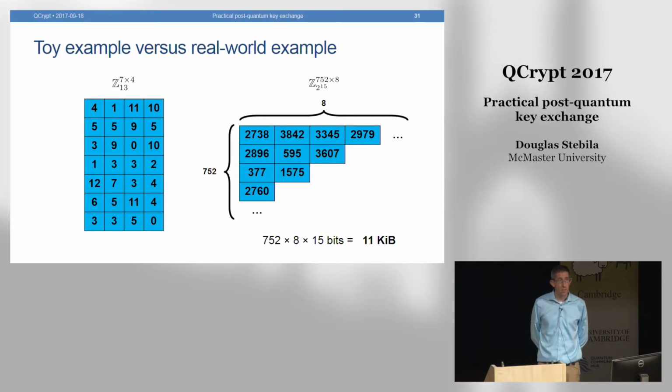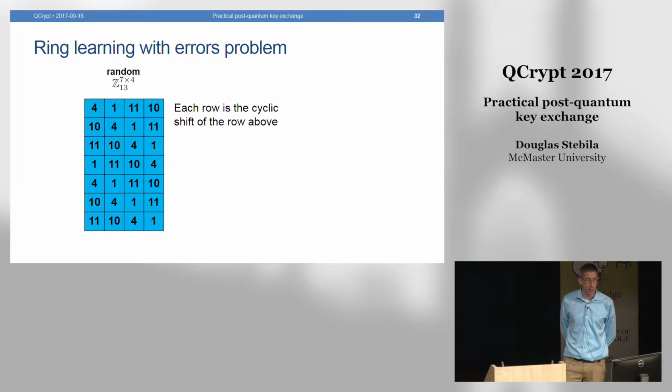So to have to send 11 kilobytes to establish a secure communication channel would be quite unfortunate. So we also have a variant of the learning with errors problem where we introduce a little bit more structure that allows us to save on communication. And this is the ring learning with errors problem.